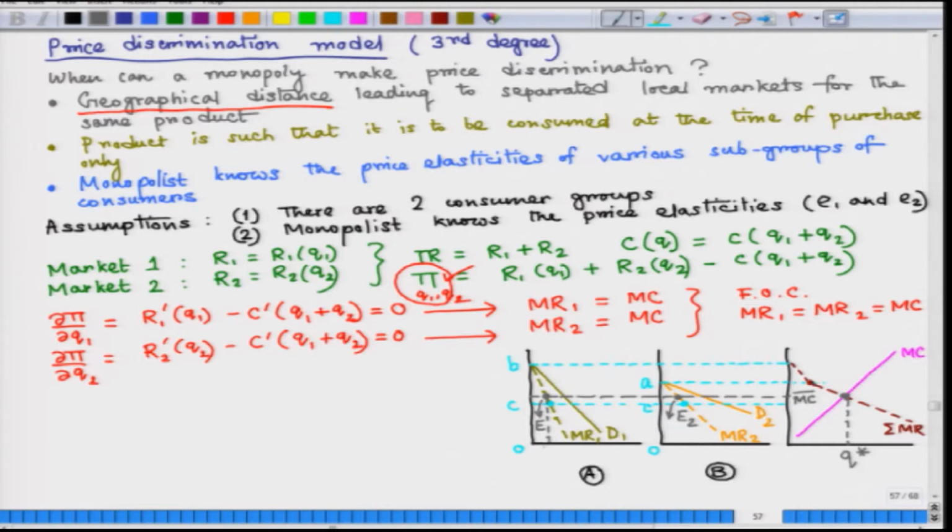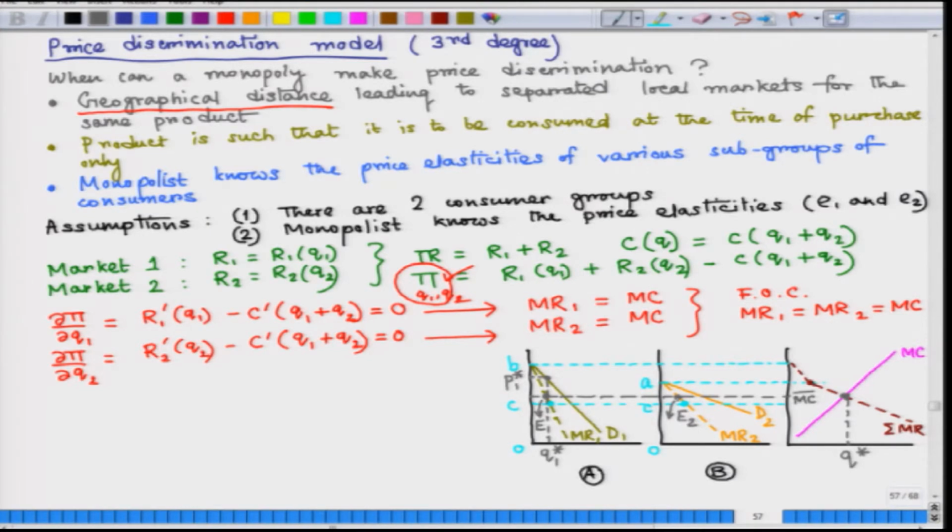So, at this intersection point we find that the firm gets Q1 star, the equilibrium level of output to be sold in market 1. Now, the firm will move up to the demand function, and from the demand function it reads the price that the consumers are willing to pay for this level of output, and the monopolist charges that price, and that is basically P1 star, right. So, a similar exercise can be followed for market 2.